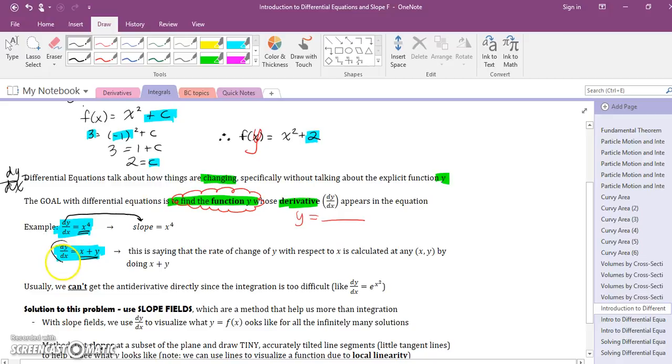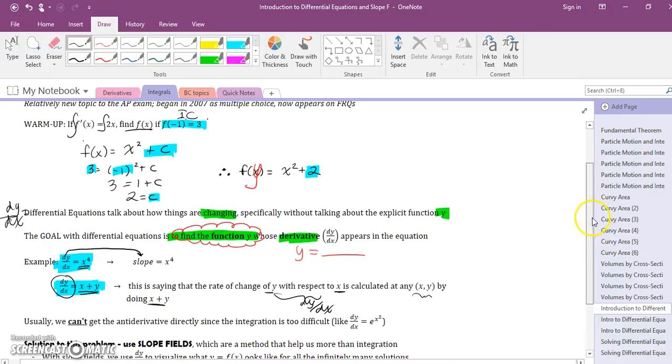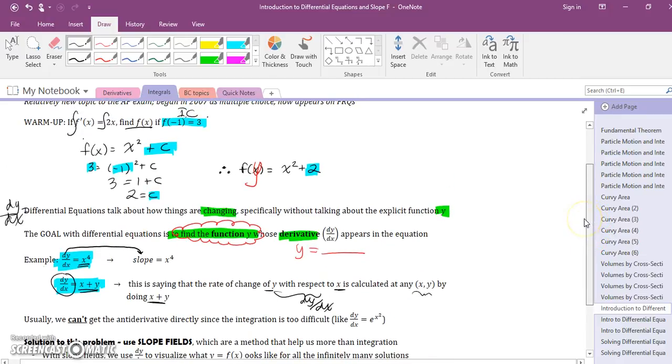So what this is saying is that the rate of change of y with respect to x, that's basically what dy dx means, is calculated by doing x plus y at any ordered pair. And that's what we're going to be doing very soon when we graph slope fields. So pause the video and make sure you're copying down as you go here.